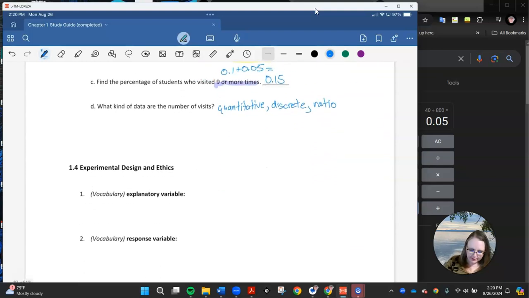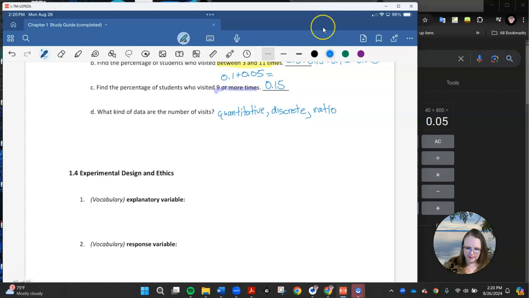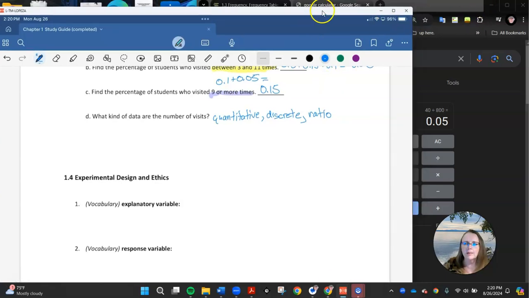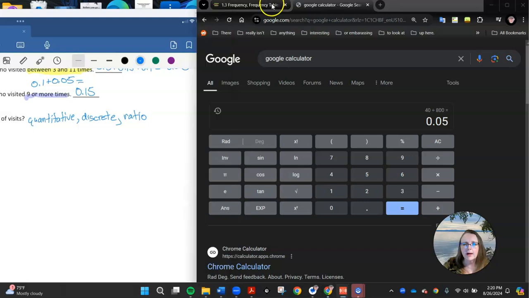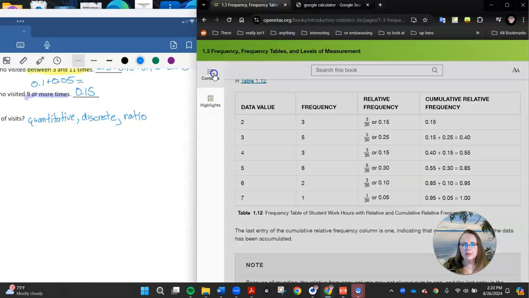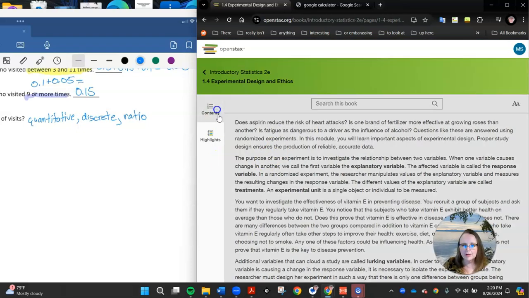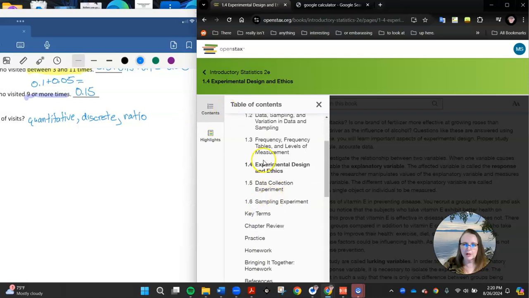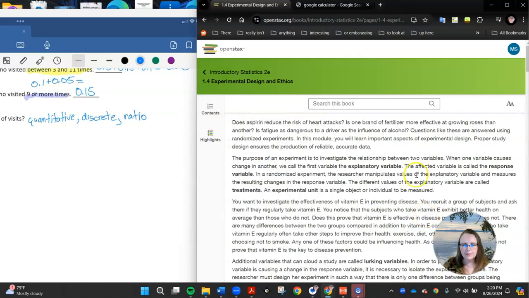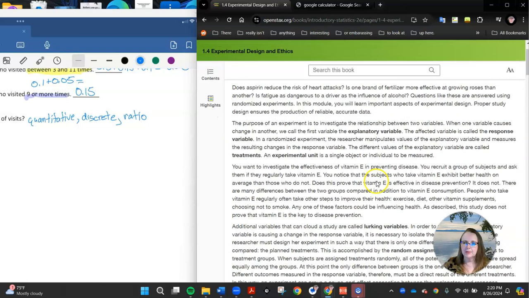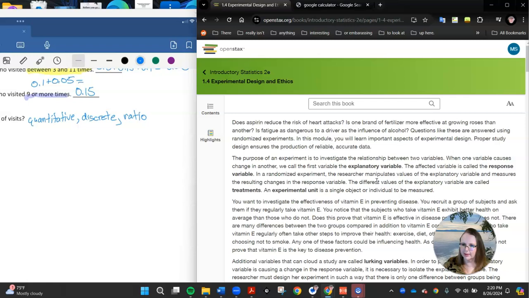And that tells us the types of data it is. The final thing that we have to look at, we'll lump these together because there's not a whole lot in 1.4. Although it is important stuff, I will show you what you need to look at and how to process what is going on there. So we're not going to do 1.5 or 1.6 of this chapter. We're going to stop at 1.4. 1.4 talks about how to do experimental design and then talks about ethics.